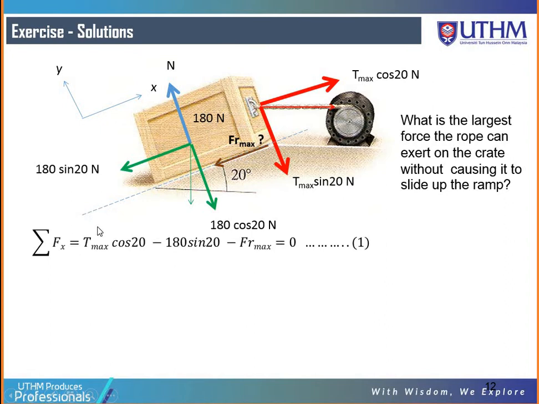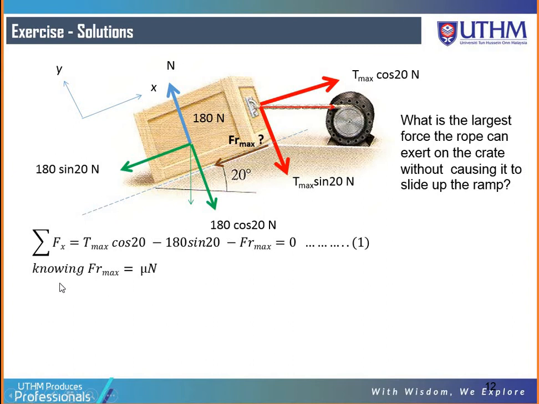Okay, just plug all the data into the equation. The total force acting on the x-axis is equal to T max, because we are taking the right-hand side as positive. So T max cos 20 minus 180 sin 20 minus Fr max is equal to 0, because the crate is still not moving. It is still in equilibrium, so the equation is equal to 0.